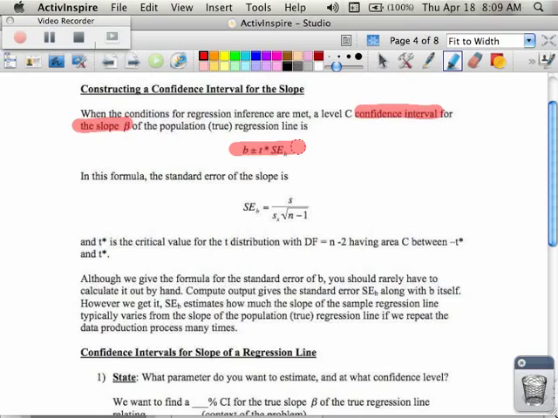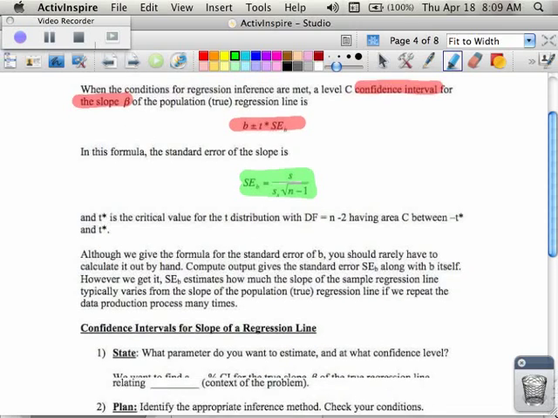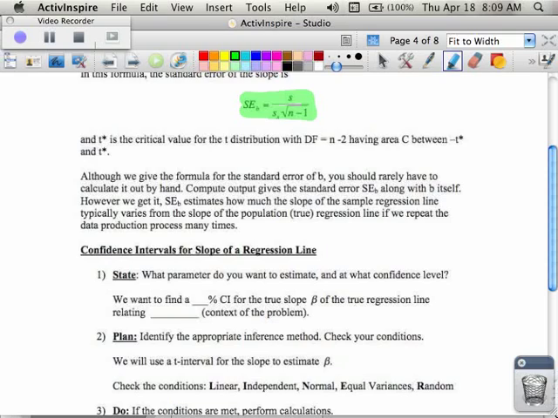We're going to also talk about the standard error, and that formula is right here for that. And oftentimes in the table, that's going to be given to you as well, and I'll point that out as we do our example. When you're doing these conditions, the t star is the critical value, and our degrees of freedom are a little bit different this time. Our degrees of freedom are n minus 2.